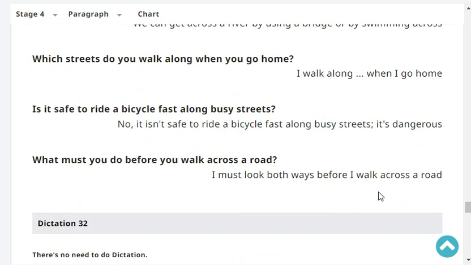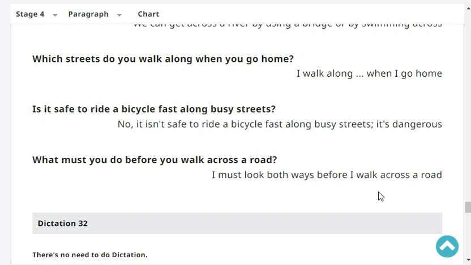Is it safe to ride a bicycle fast along busy streets? No, it isn't safe to ride a bicycle fast along busy streets. It's dangerous.